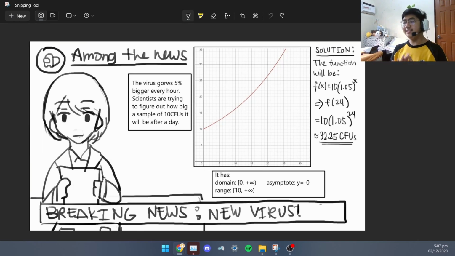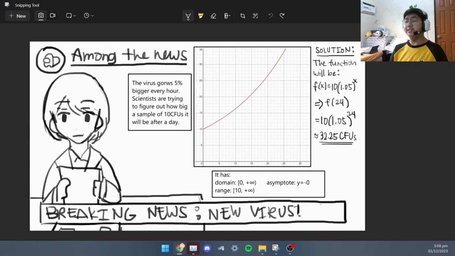We can see that in the situation of the story, it describes the function as a virus that grows 5% in quantity with every passing hour. In this situation, the scientists are currently trying to figure out how big a laboratory sample of this virus will spread to accurately predict the future trajectory when actual results are published. So basically, this is just a proof of concept by the laboratory scientists who were trying to figure out how much it would grow after one day.